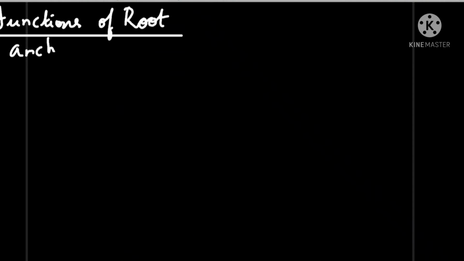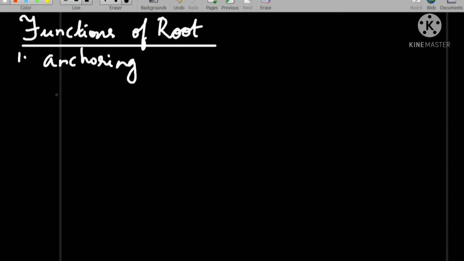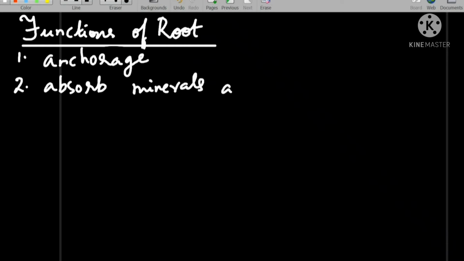Roots help in anchoring the plant to the soil. So it helps in anchorage. Second, functions of root. Roots help in anchorage of the plant to the soil. Then roots help in absorbing minerals and water from the soil.